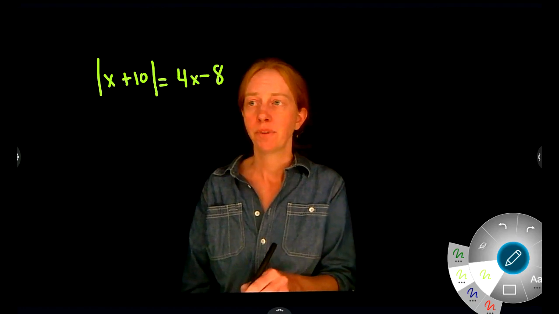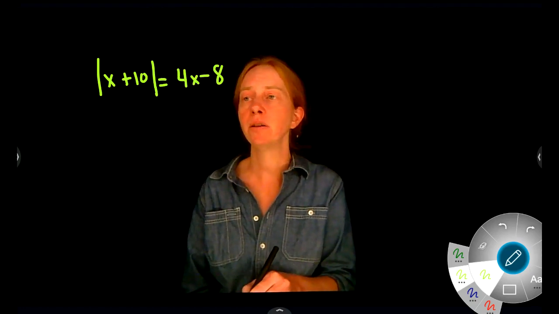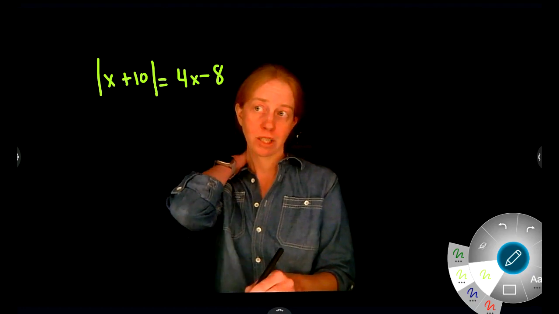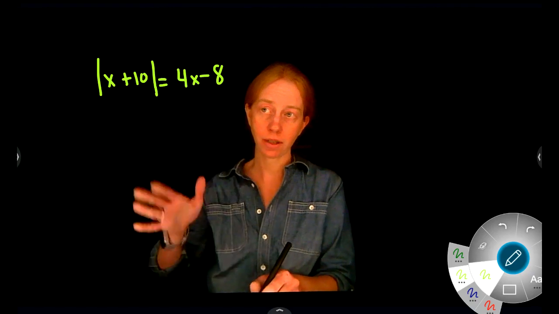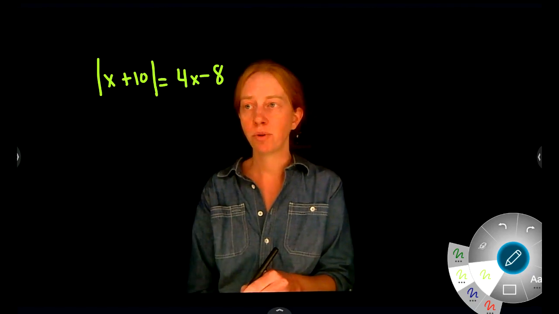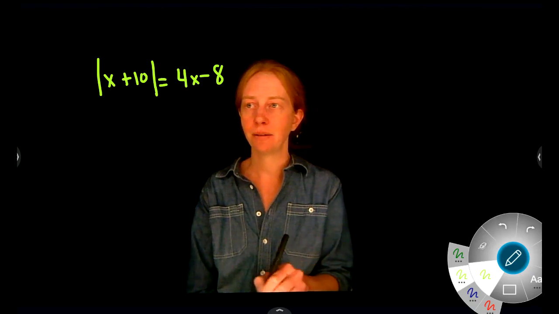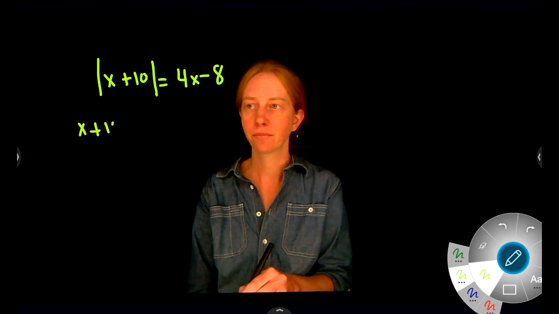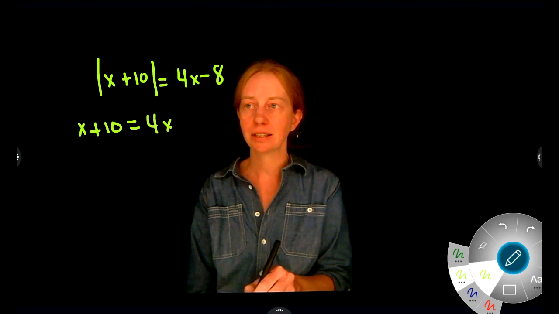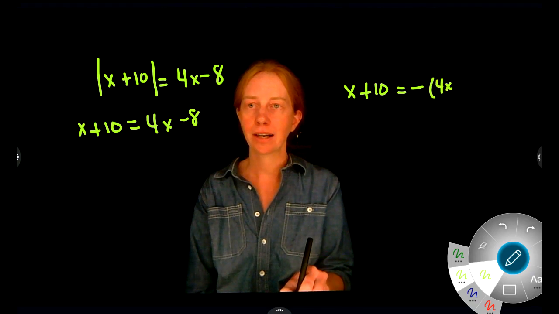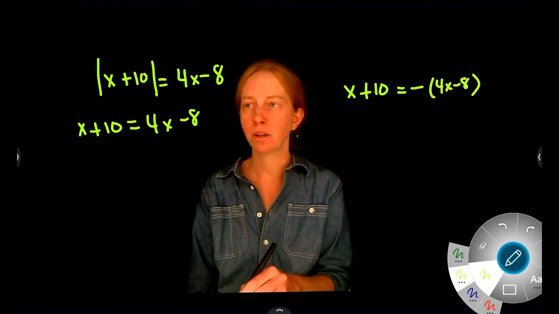So here we go. |x plus 10| equals 4x minus 8. So this one's easier because we don't have to actually do the solving first. We can just go ahead and break it into the two equations. So we have x plus 10 equals 4x minus 8, and we have x plus 10 equals the negative of 4x minus 8. So we're going to do both of these ways.